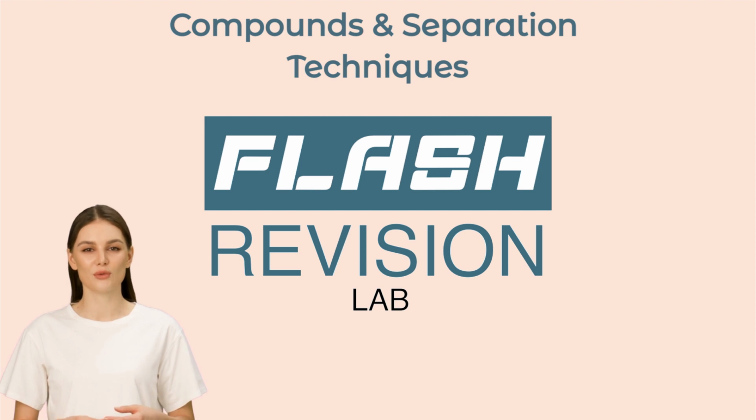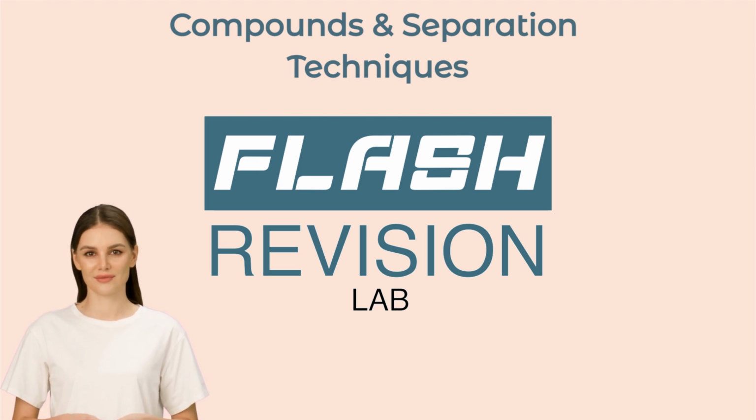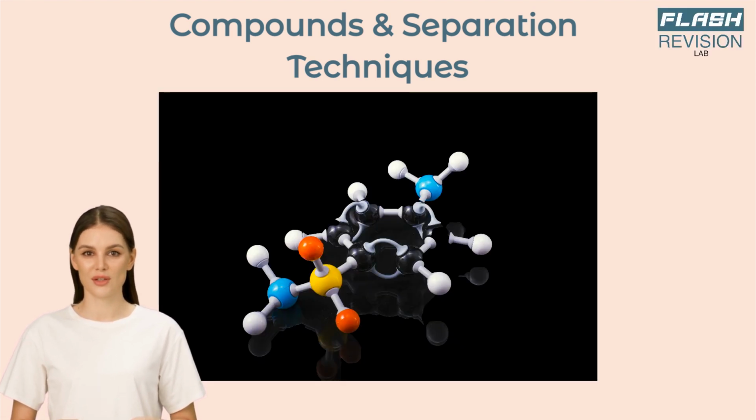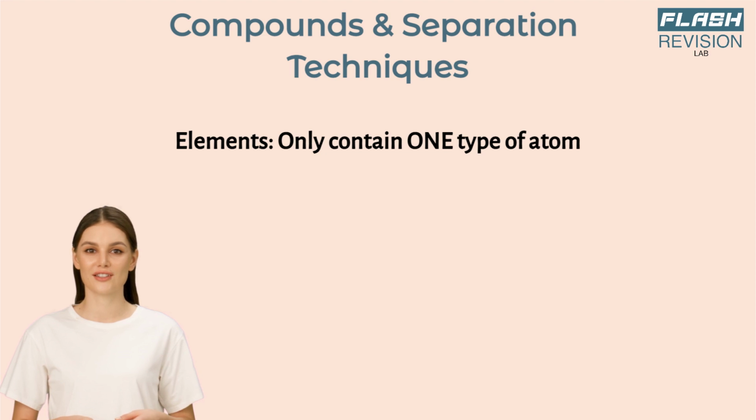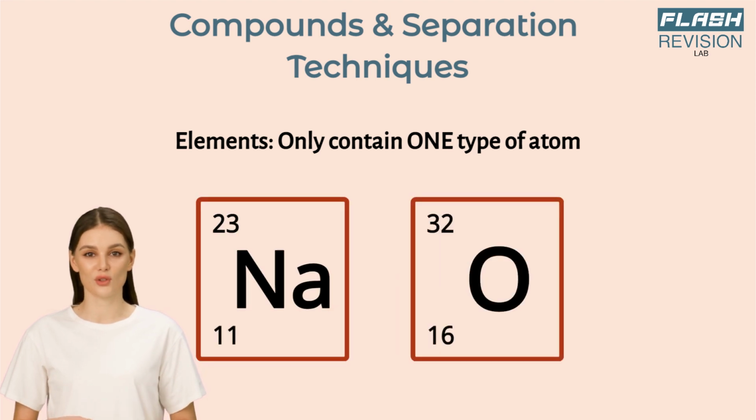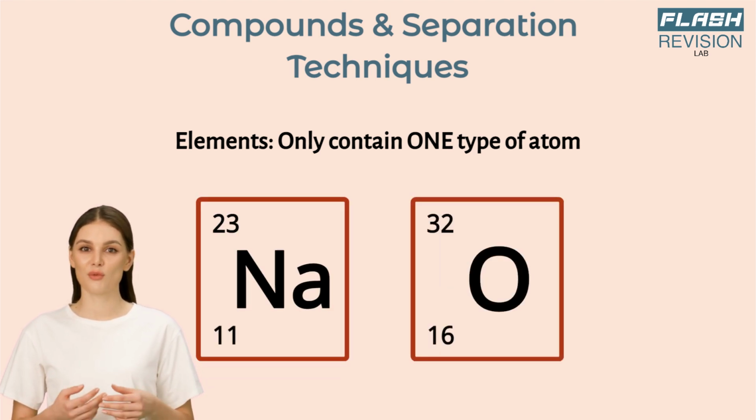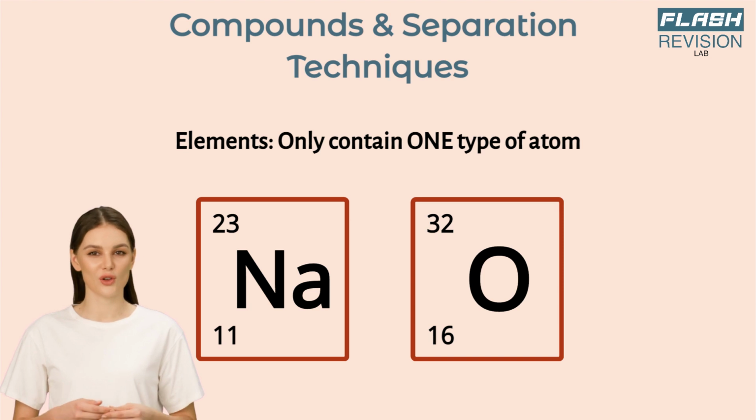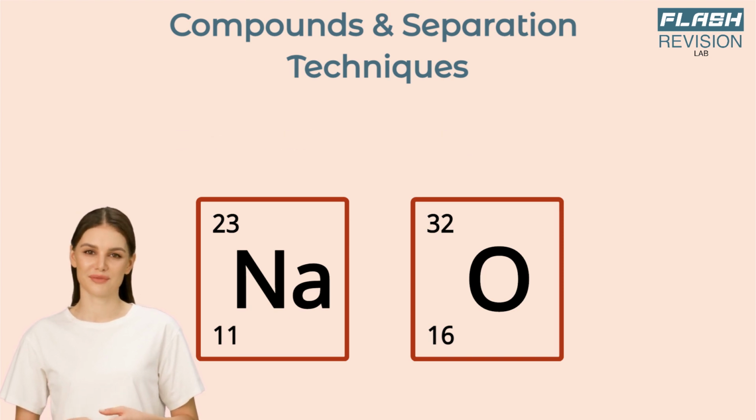Today we'll be looking at elements, compounds, mixtures, and separation techniques. Let's start with atoms. All substances are made of atoms, the smallest part of an element that can exist. Elements are substances containing only one type of atom, and each element is represented by a chemical symbol, like Na for sodium and O for oxygen. There are about 100 different elements, which are all found in the periodic table.